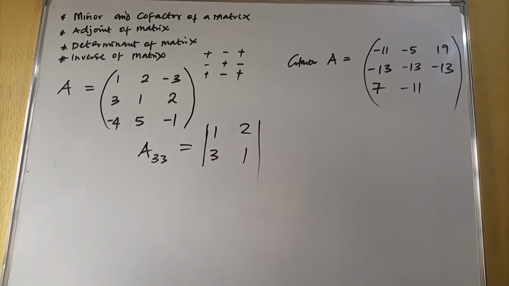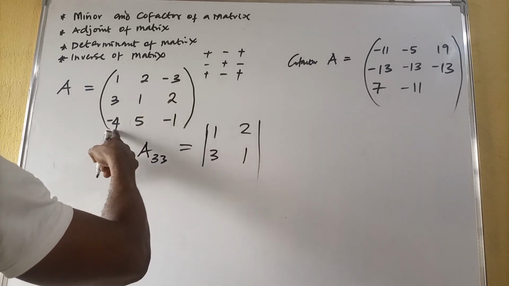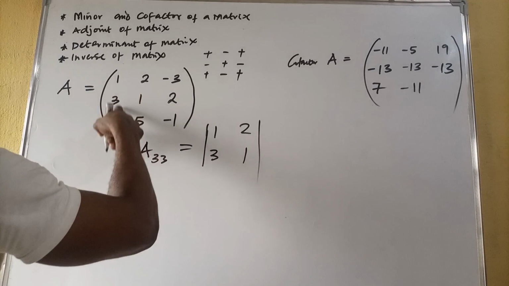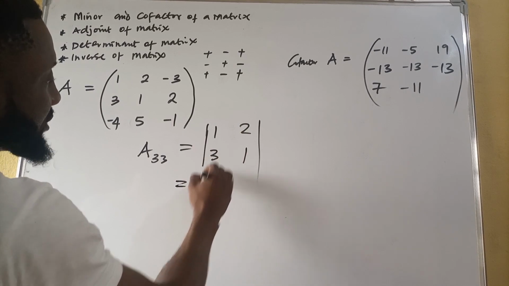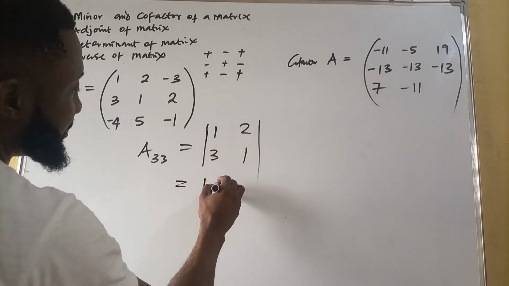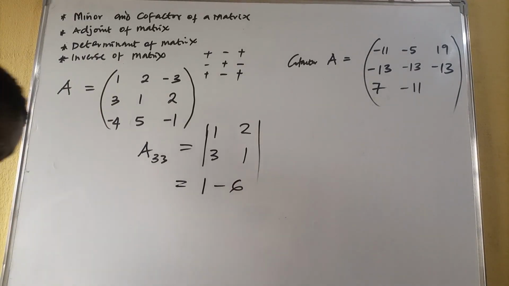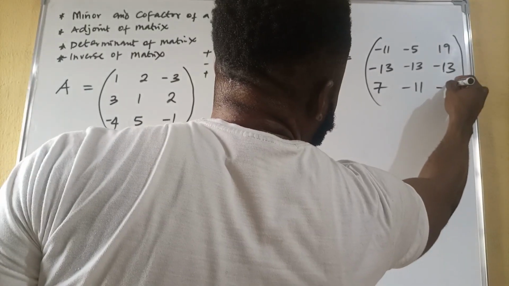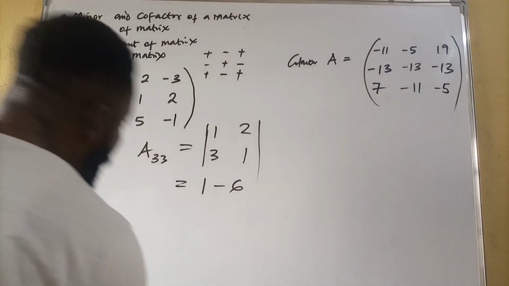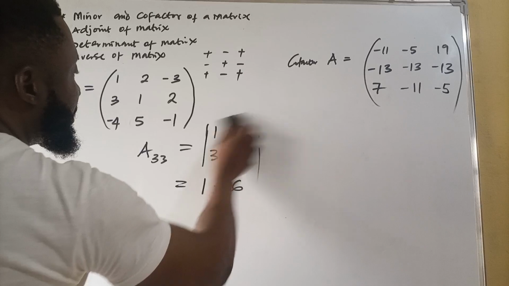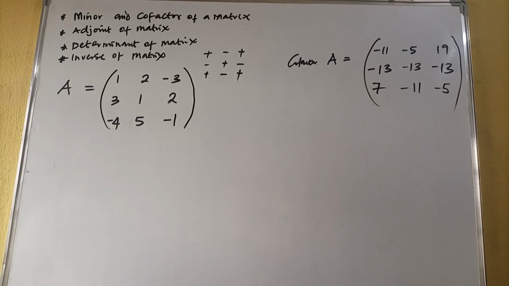So let's look at it again, please. We are considering minus 1. I'm going to delete this column and I will delete this row. 1, 2, 3, 1. Remember the sign is positive. 1 times 1 is going to give us 1, and 2 times 3 is going to give us 6. 1 minus 6 is going to give us minus 5. Now you can see that's the cofactor of A. We are through with the cofactor of A.